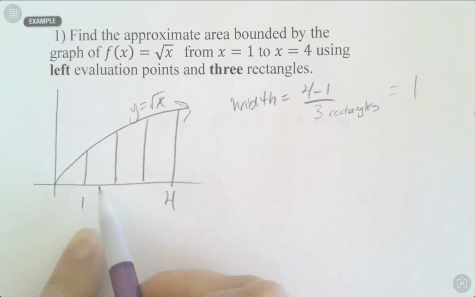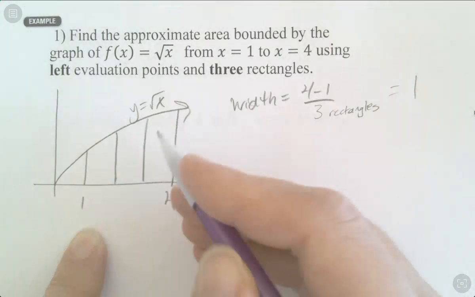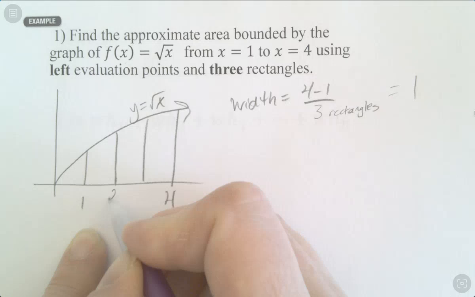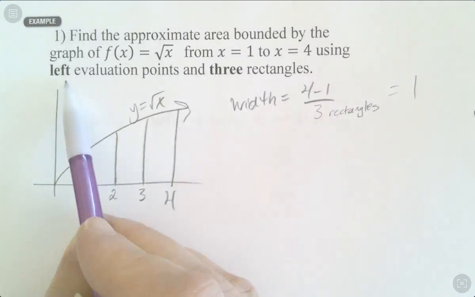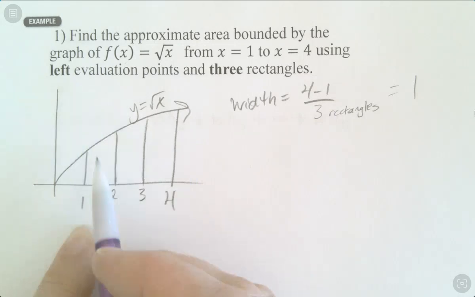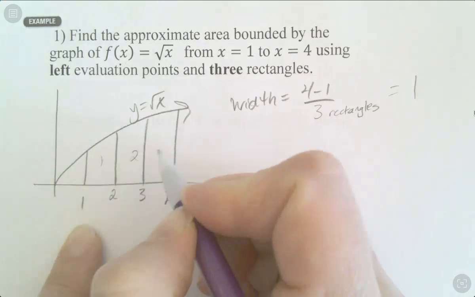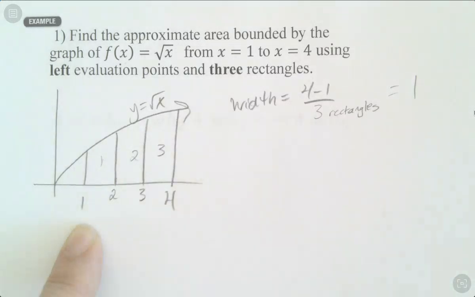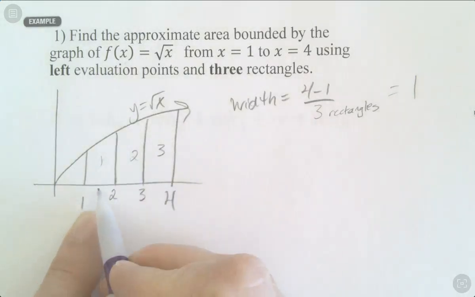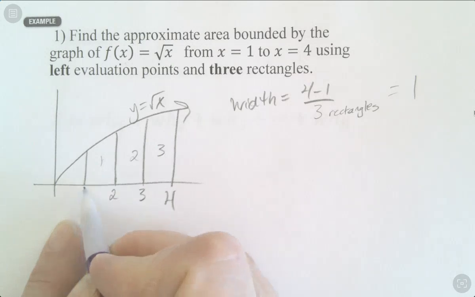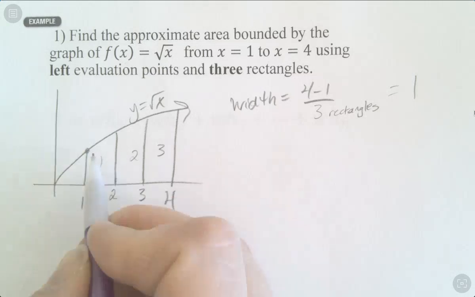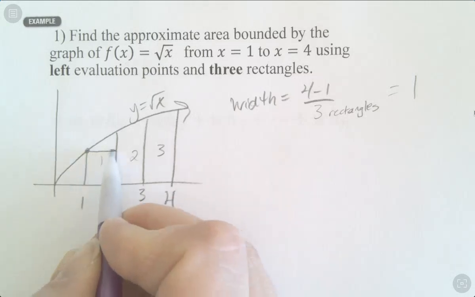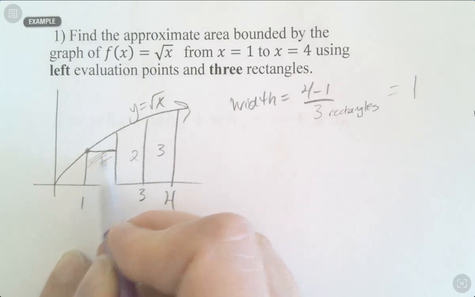So once I have my vertical bounds, where I know this is 2 and that x value is 3, then I go back to my question. It says left evaluation points. So we have rectangle 1, rectangle 2, rectangle 3. For the first rectangle, I'm going to go to the left of it, which is when x is equal to 1. I'm going to go up to where it intersects the curve, and I'm going to draw a horizontal line straight across. So that becomes the first rectangle.